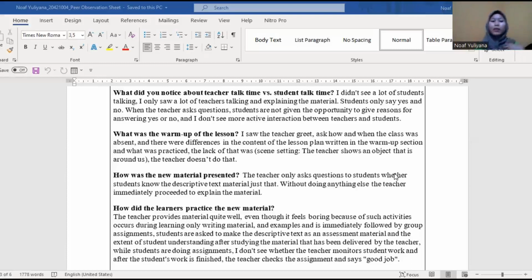And the next point is, how was the new material presented? The teacher only asks questions to students whether they know the descriptive text material, just that.